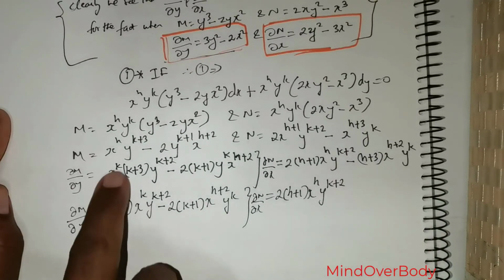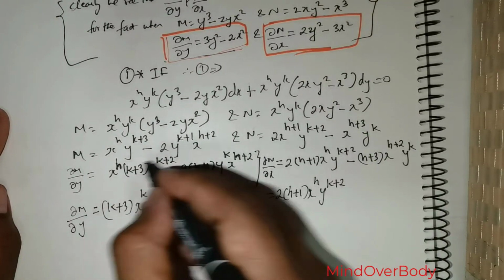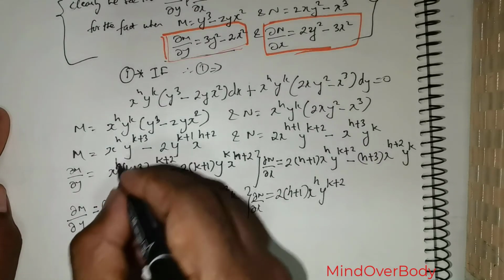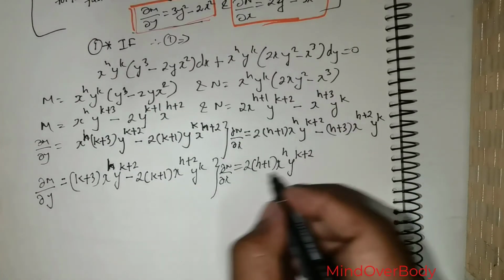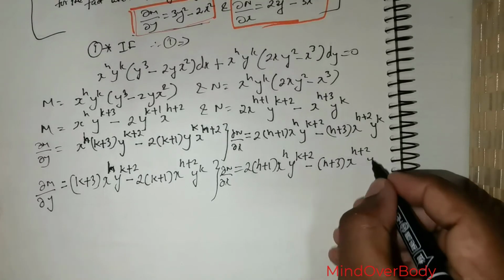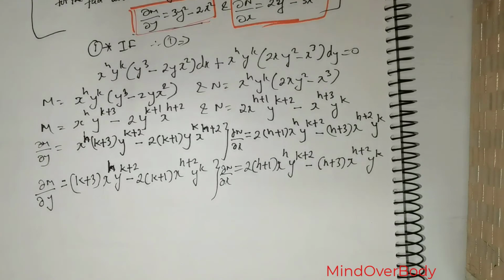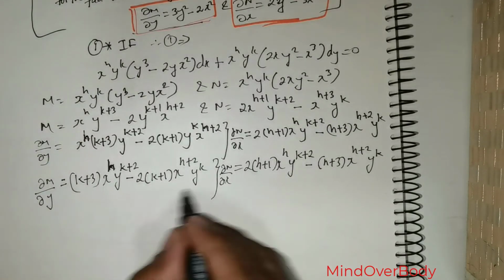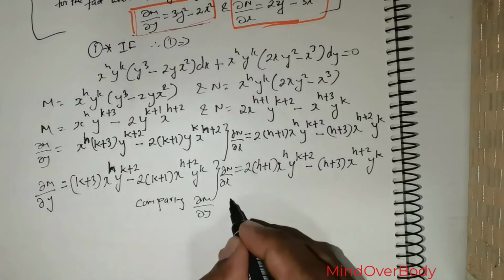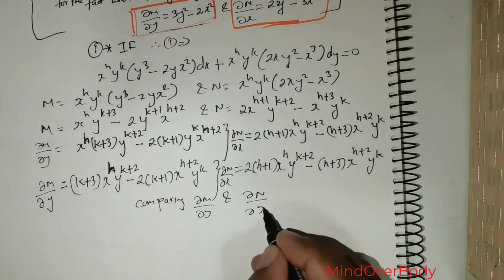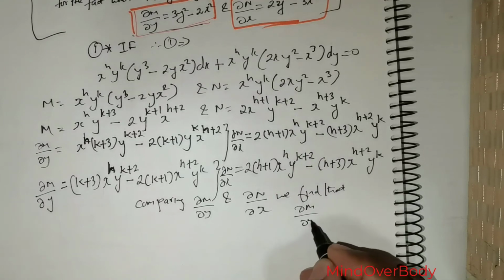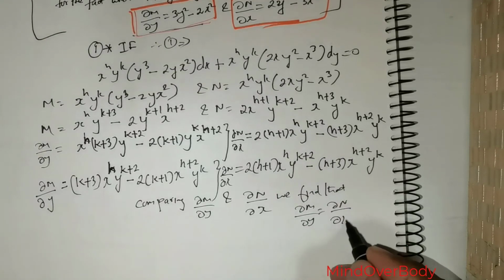One small correction, this is x raised to the power of h, and everything else is fine. Alright, so followed by −(h+3) x^(h+2) y^k. Okay, that is fine. So now clearly comparing ∂M/∂y and ∂N/∂x, we find that ∂M/∂y is equal to ∂N/∂x.